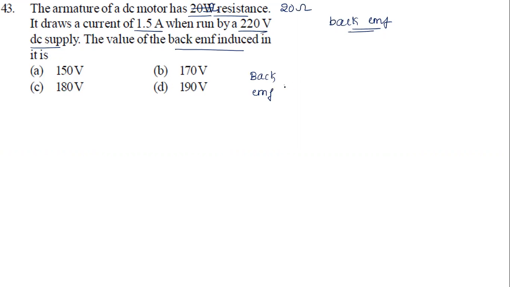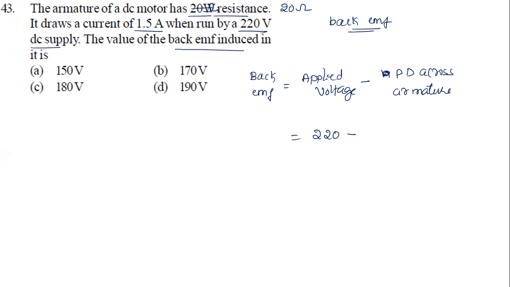Back EMF is given by the formula: applied voltage minus the voltage across the armature, or the potential drop, or I can take potential difference across the armature coil. Okay, so this is how we're going to find back EMF. Applied voltage, how much is given? 220 volts given. Minus potential difference across the armature coil.